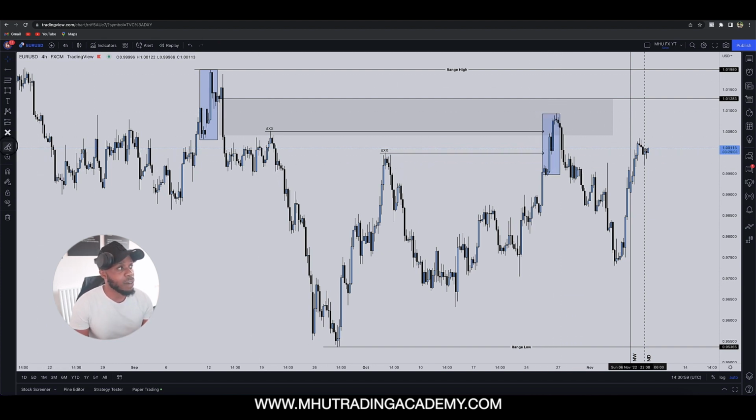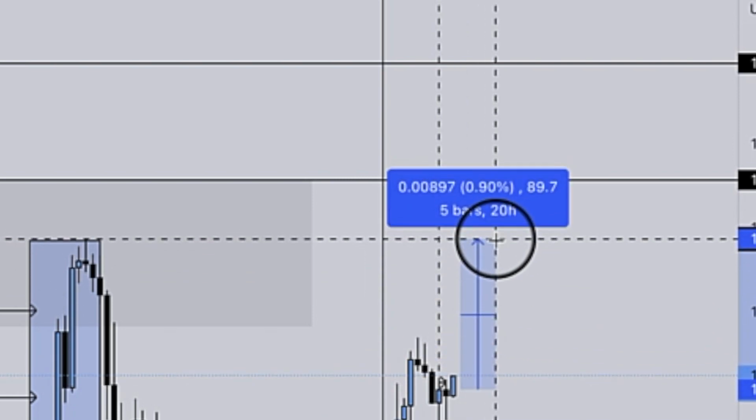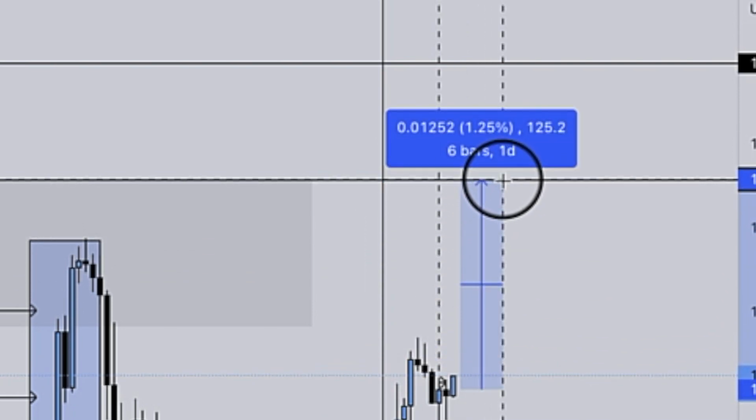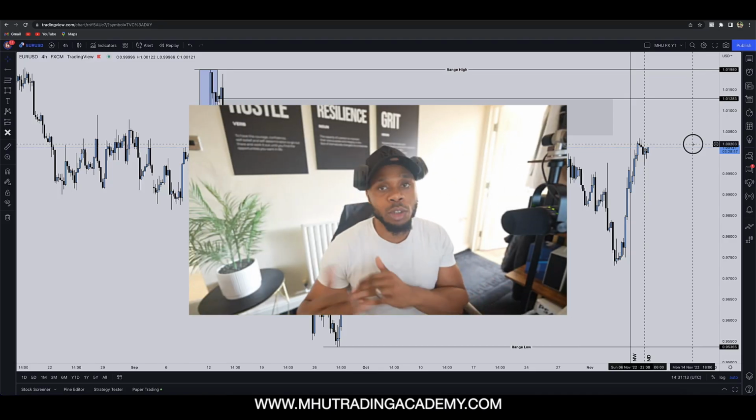So guys, this is a very juicy move from where we are at to where we are now. So that is 90 pips. Let's just say they close in the full thing, we're talking about 125 pips. And it's not to say I trade pips, but I'm just letting you guys know the pip range.